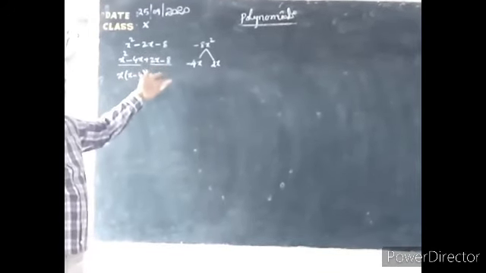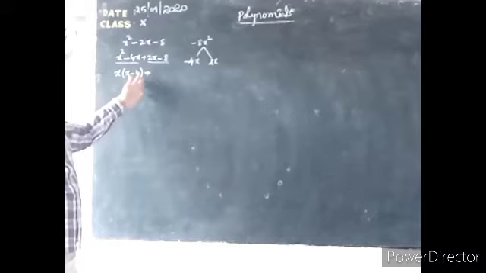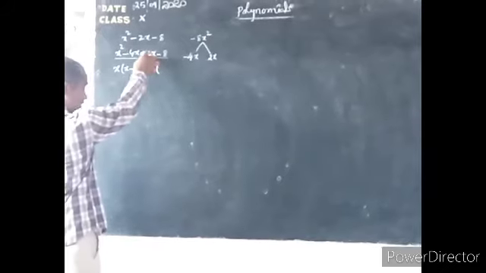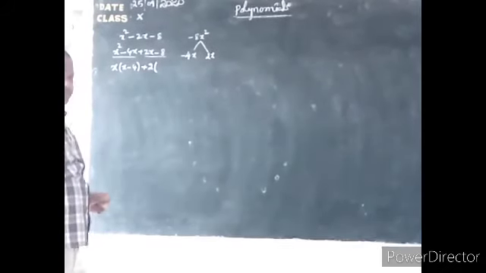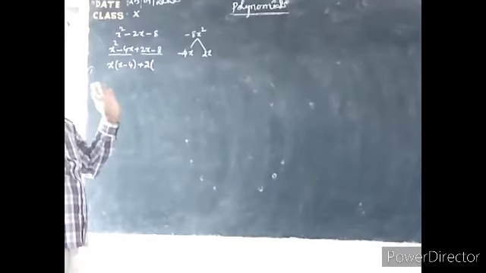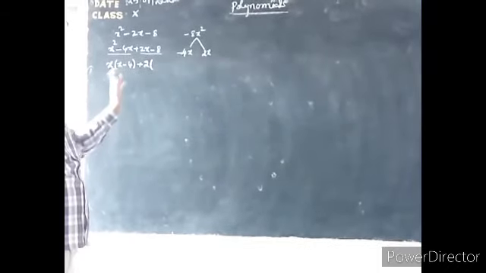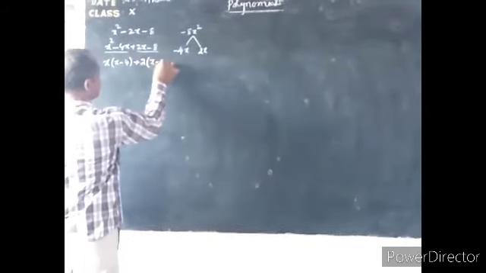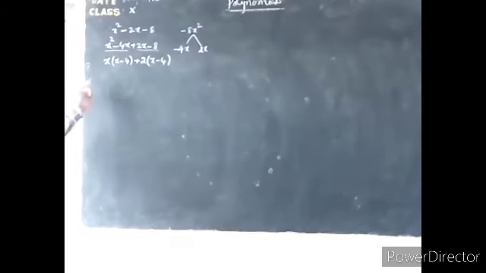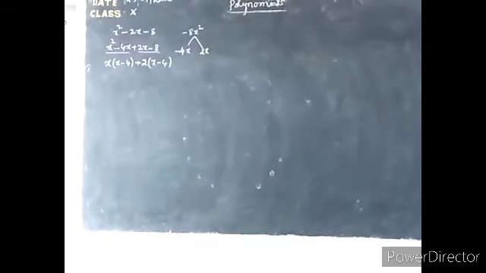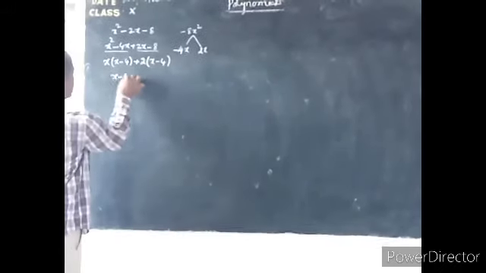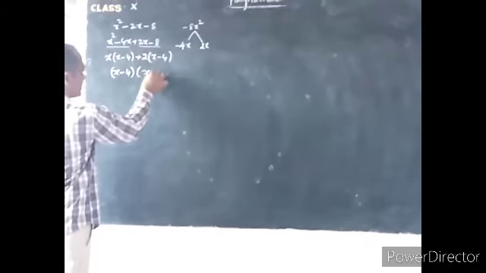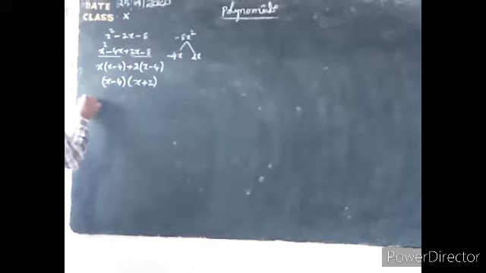So we should take only a constant number as the common. What constant number are we getting common here? 2. 2 1s are 2, 2 4s are 8. So from 8 we have taken 2. 2 into 4, that is, 2 is taken out. What remains? 4 remains. Here x remains. So x minus 4. In both, again we are getting a common part. What's that? X minus 4. What remains in the first part? X. In the second part? Plus 2.